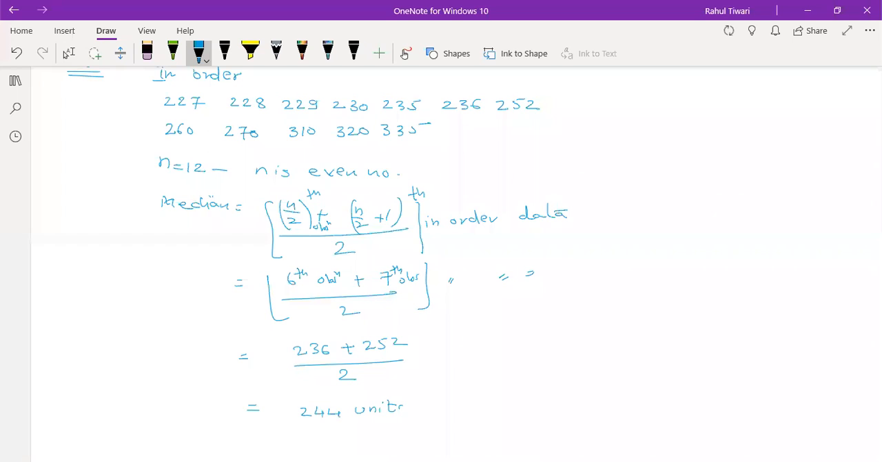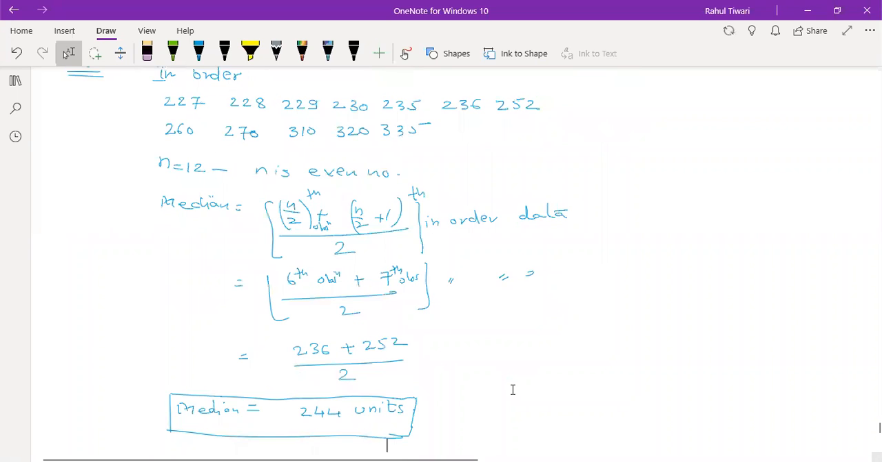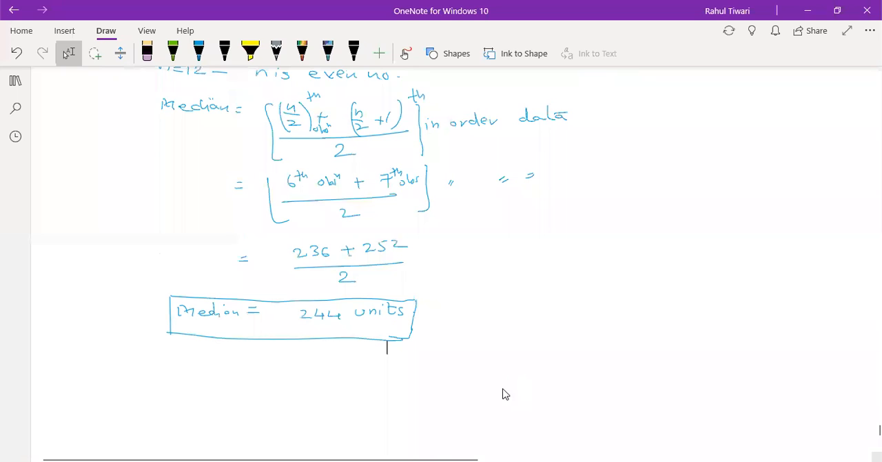So 244, the median, will be your electricity consumption, right? So one can write the conclusion. What is the conclusion? Median of consumption of electricity bill is 244. And this is the long cut method, right?